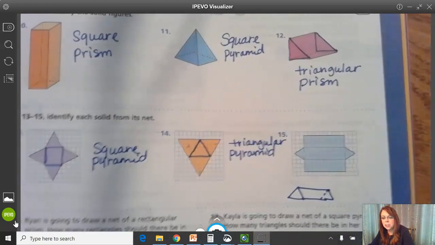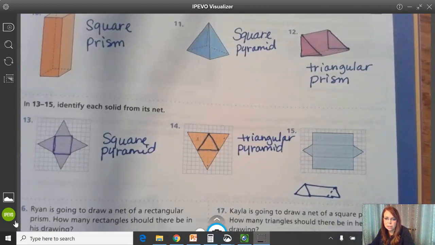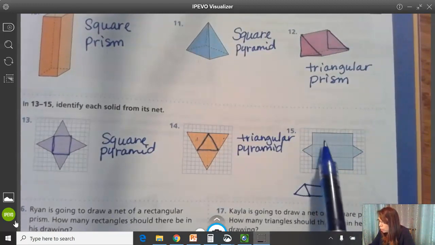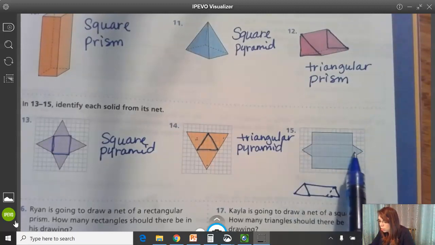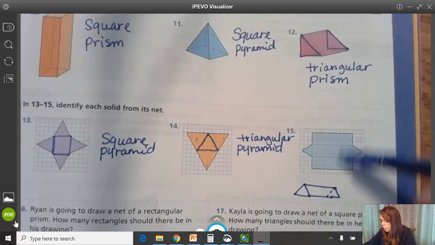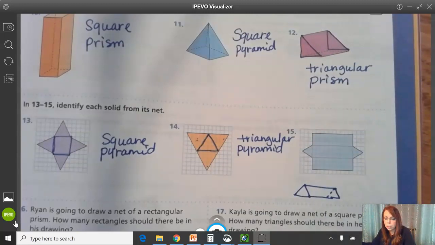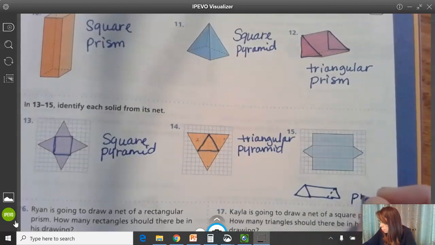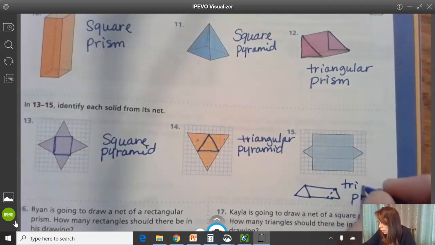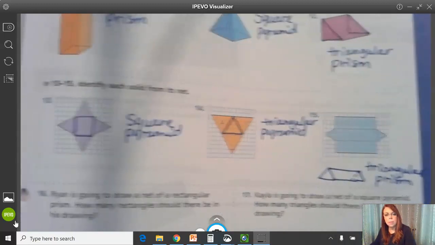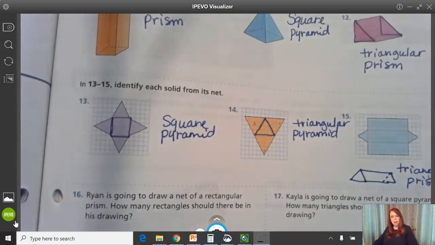For number 15, yesterday we drew out what the shape is, but if we identify it, we know that it has rectangular sides and it has triangular bases. So the rectangular sides, because there's more than two, makes it a prism, and the bases are triangles, so it's a triangular prism.